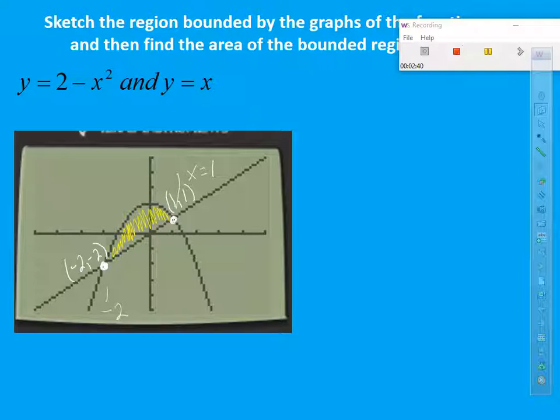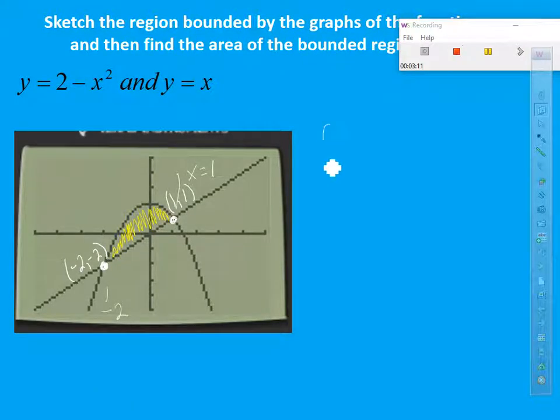Now, also notice this. Here's the parabola. Here's the line y equals x. As I shade this in, the upper bound is the graph that keeps me from going higher. Notice then my upper bound is the parabola. My lower bound is the line y equals x. So here's how to find this area.